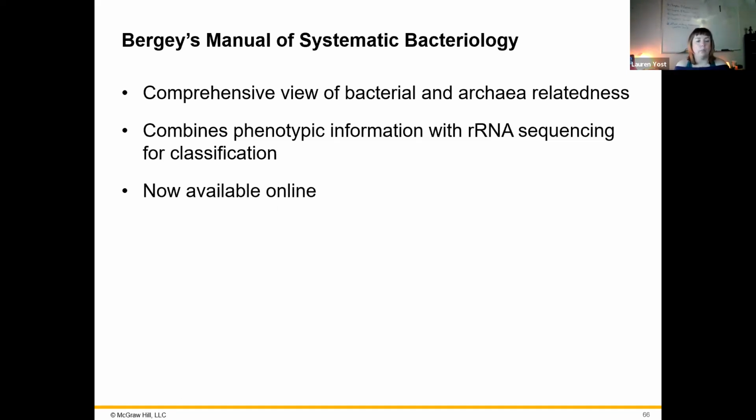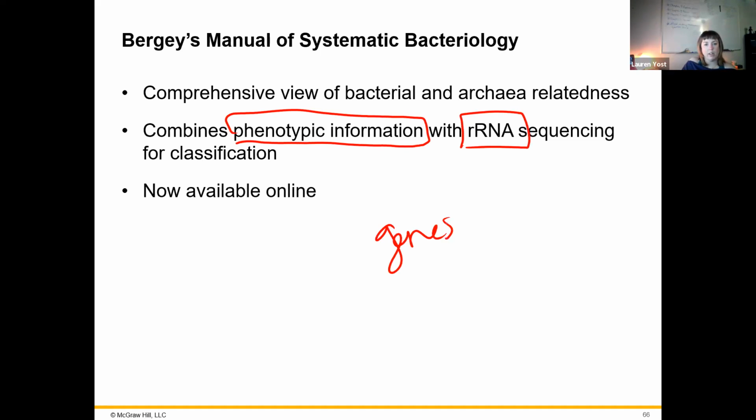So, Bergey's Manual of Systematic Bacteriology. This is dealing with phenotypic information like results of biochemical testing, along with ribosomal RNA sequencing. So genes are looked at here, as well as other phenotypic traits like they used in the olden days.